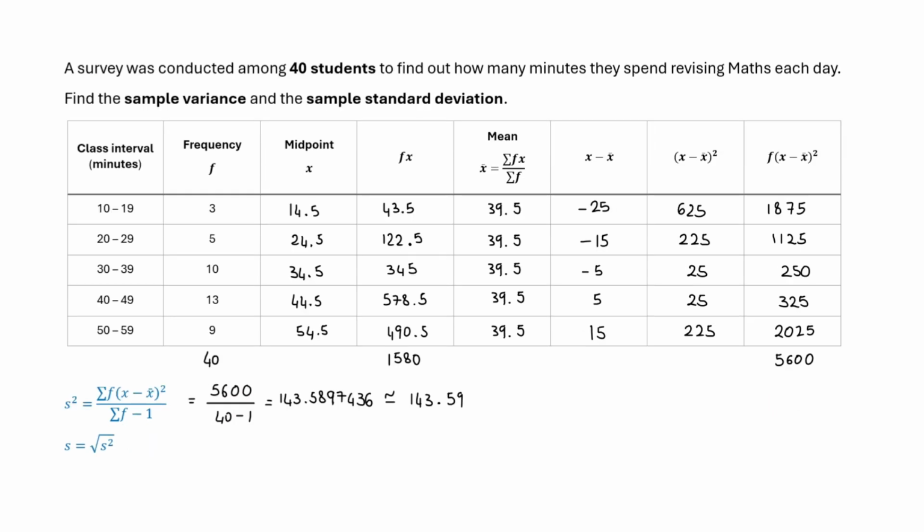To find the sample standard deviation, we take the square root of the variance. Using the full value from the calculator, this gives approximately 11.98. So our final answers are: the sample variance is approximately 143.59 minutes squared, and the sample standard deviation is approximately 11.98 minutes.